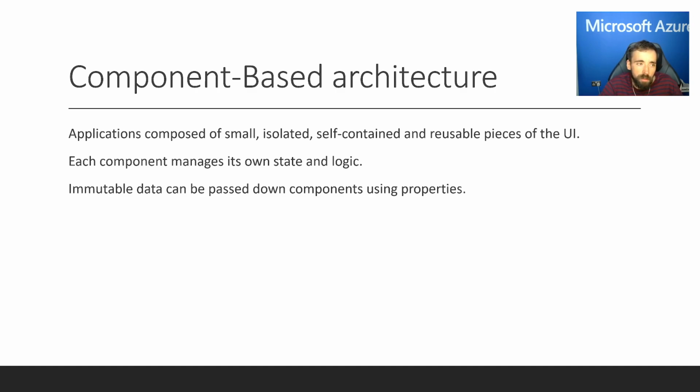Each of these components manages its own state and logic, and immutable data can be passed down components using properties. Typically these components might be nested, so we might have the top level component, the app, and then a subcomponent, and then a subcomponent of that subcomponent. And what we can do is pass data down through these components that we need to see or use in those components.